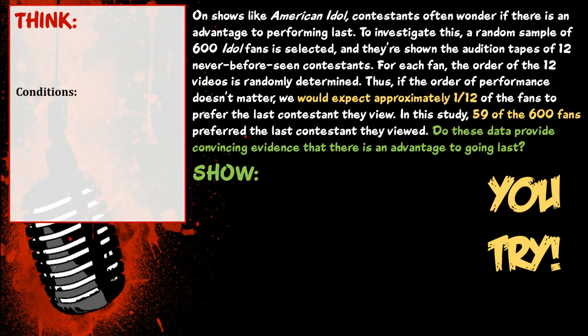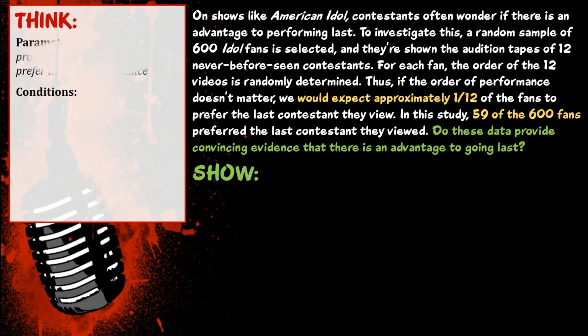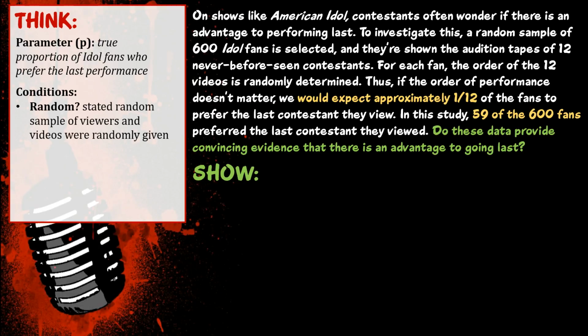Include conditions. Welcome back to your very last example. Hopefully, the parameter you defined is the true proportion of Idol fans who prefer that last performance. It's an interesting question. Random: yes, it says they were a random sample of viewers and videos were even randomly determined or given. Man, they're on fire with their statistical power. Statistical power, if you don't know, is a pun. We'll see that in a later lesson.